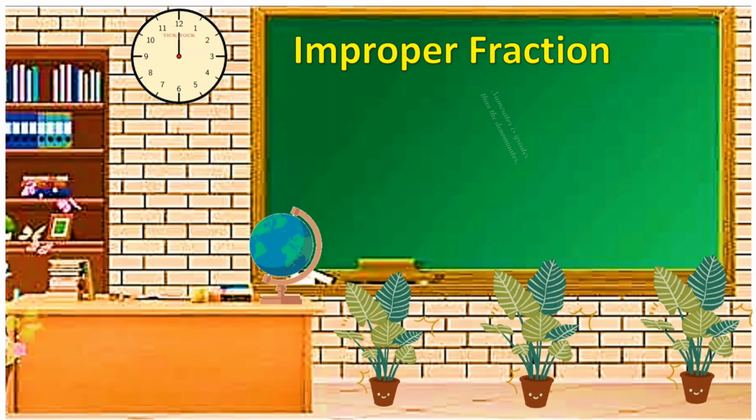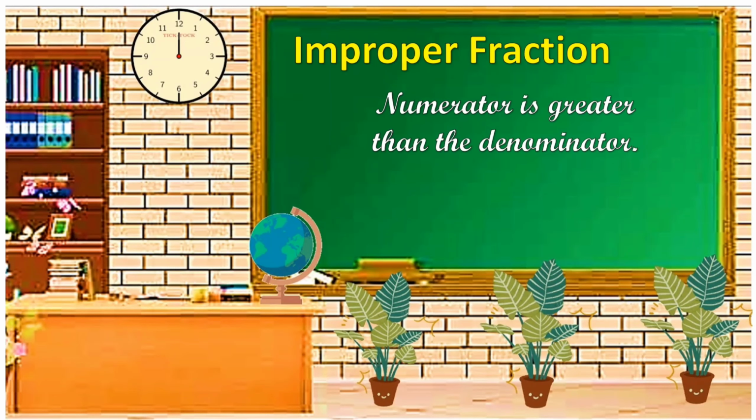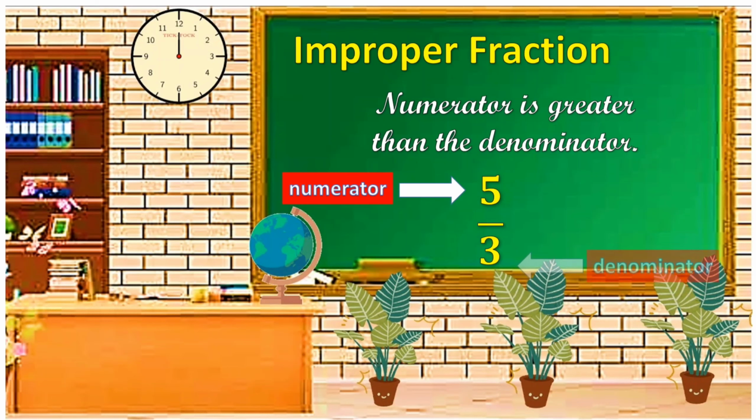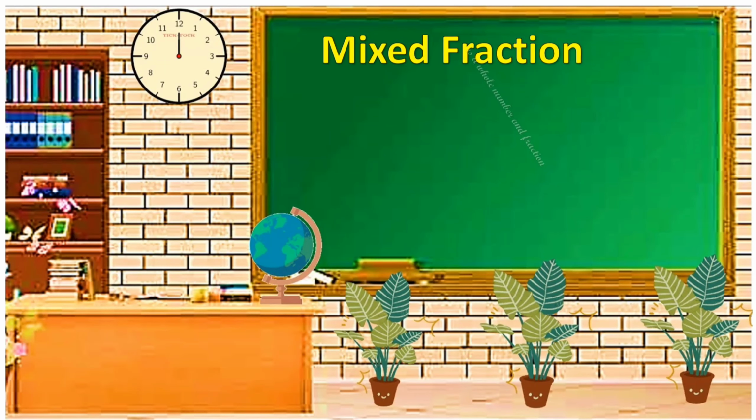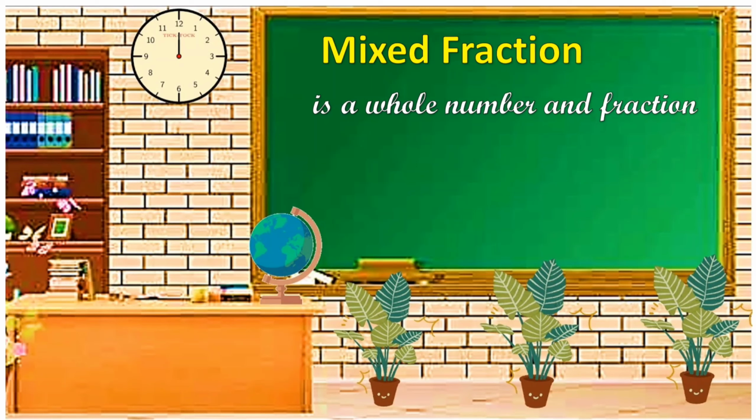Improper fraction: the numerator is greater than the denominator. Example, 5/3. 5 is the numerator, 3 is the denominator. Mixed fraction is composed of a whole number and a fraction. Example, 2 and 5/3.